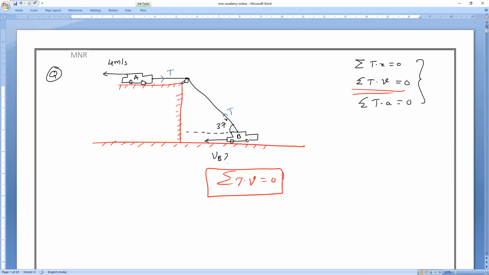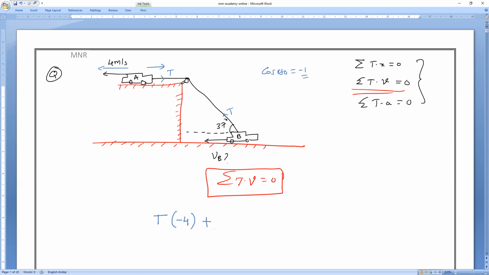Now first observe here. Velocity is in this direction, tension is acting in this direction. So both are opposite, so cos 180. Cos 180 is how much? Yesterday also we did it. Cos 180 is equal to -1. So I will write tension T into the velocity, -4. Can I take -4? Everybody clear? Both are in opposite directions. Am I right or wrong?